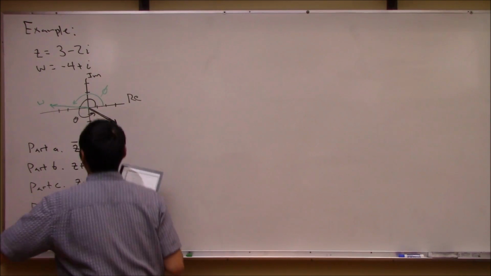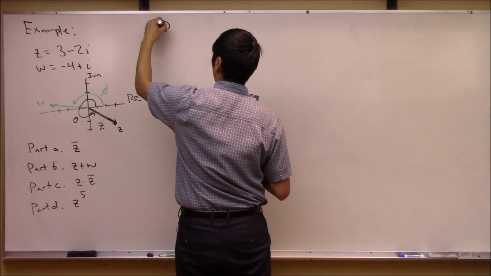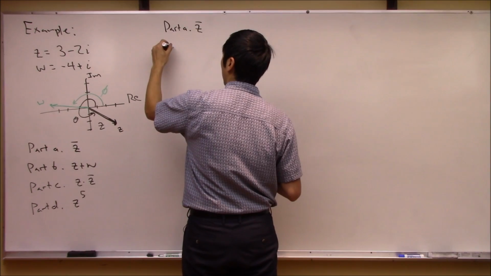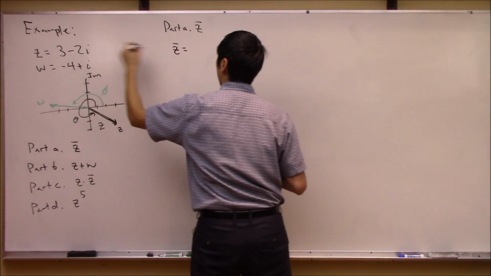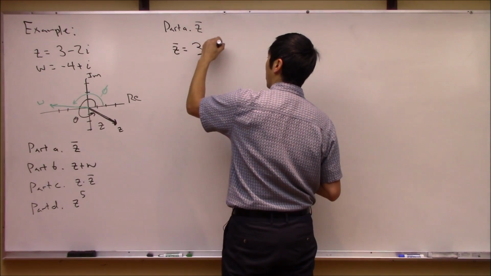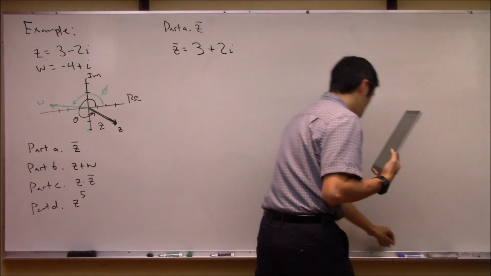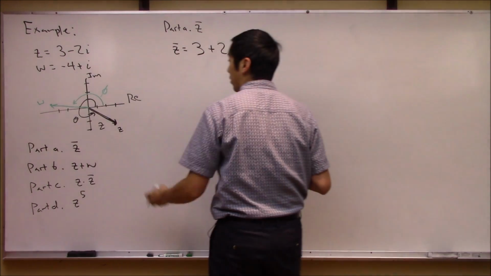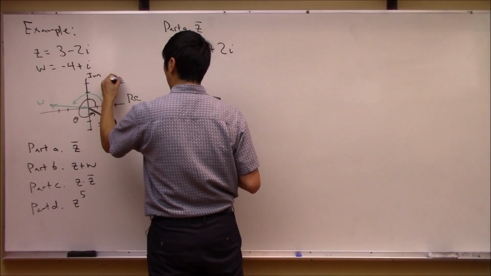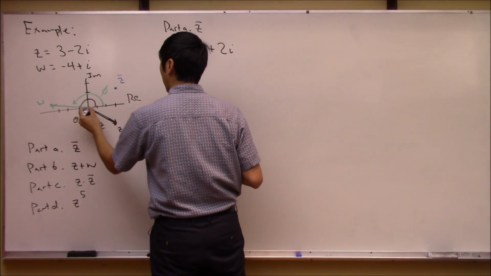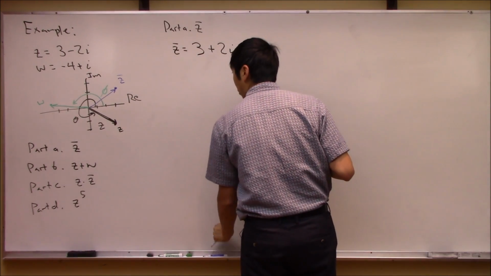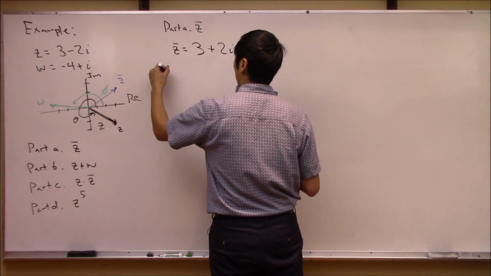Okay? All right, so let's get started. For part A, where we're just looking for z bar, that's really simple, right? z bar has the same real component, but the opposite sign of the imaginary component. So here you go, 2i. Again, let me draw that in blue so we can see what this looks like. So here is z bar. It's just reflected over the real axis. That's super easy.